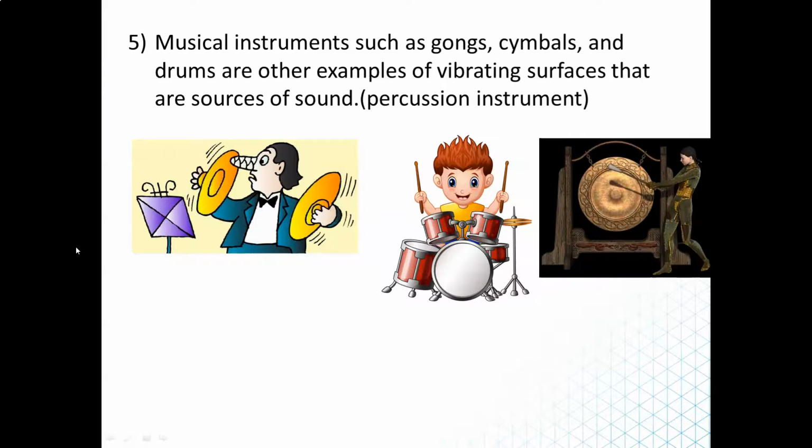Welcome back. I hope you enjoyed them. Now, the fifth type, the percussion instruments, which are musical instruments such as the gongs and the cymbals and the drums. They are examples of vibrating surfaces. So in this case, if we hit, for example, the drum, the surface of the drum is going to vibrate and cause the sound of music.